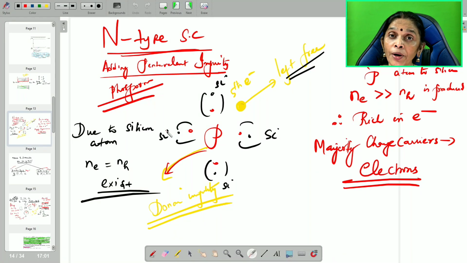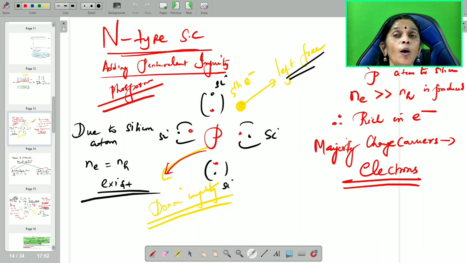You get it? Already for silicon Ne is equal to NH is produced. That is due to the temperature. But on addition of impurities, when you add this phosphorus atom, you get an excess number of electrons. So these excess electrons show that it is rich in electrons. Hence this kind of semiconductor formed is called N type semiconductor, whose majority charge carriers are electrons.